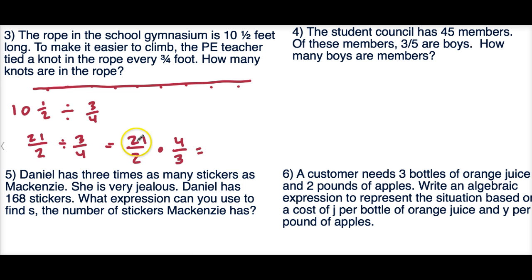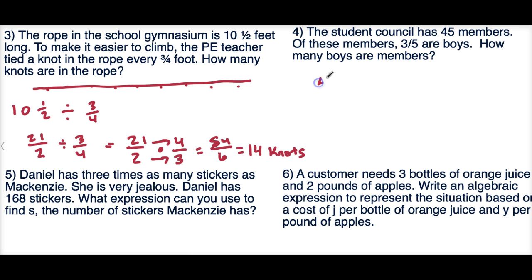So it's going to be 21 over 2 times 4 over 3. When we multiply that, 21 times 4 is equal to 84 over 6, and that's going to equal a total of 14 knots. So he's going to have 14 knots on the rope to help kids climb up. Number 4, the student council has 45 members. Of these members, 3/5 are boys. How many boys are members?